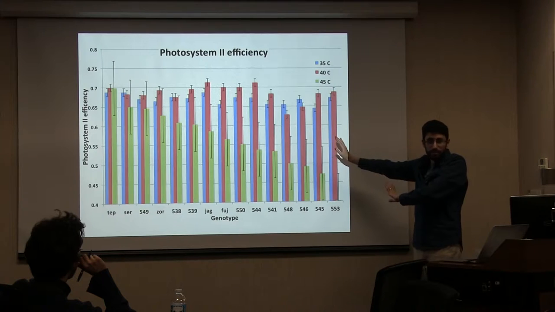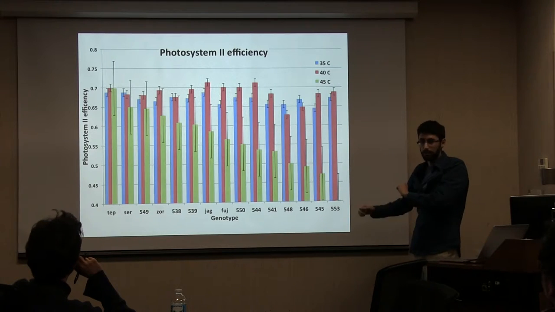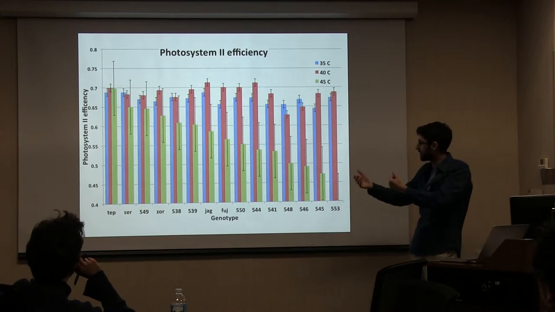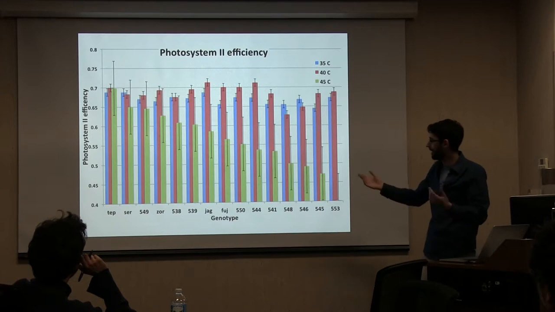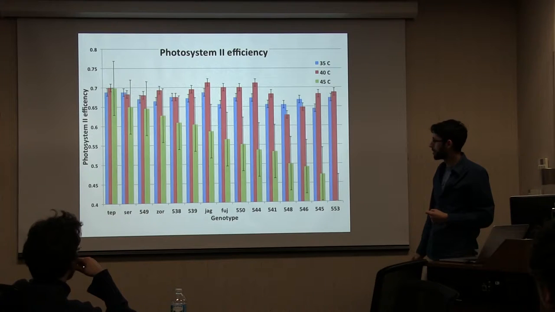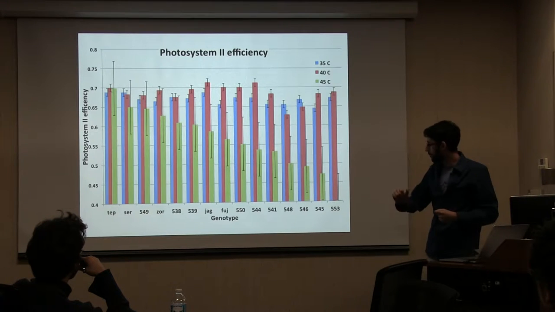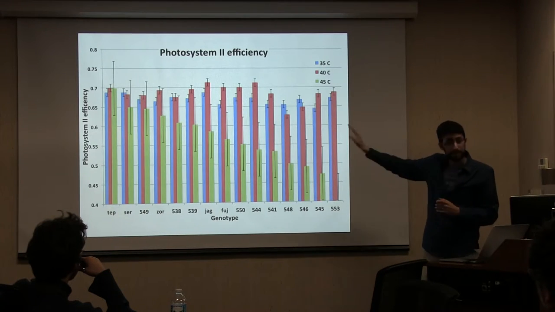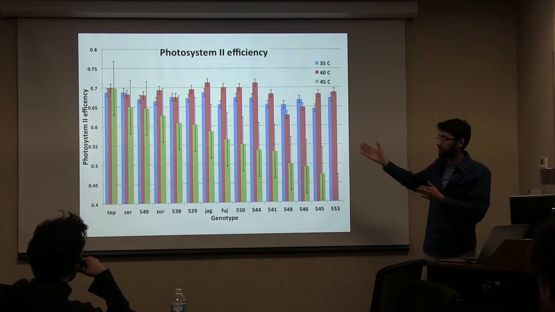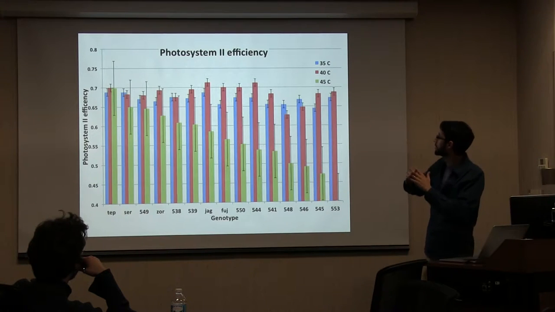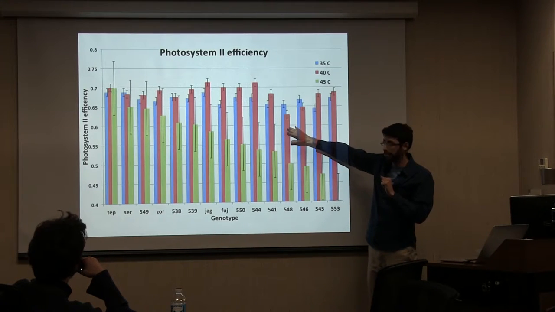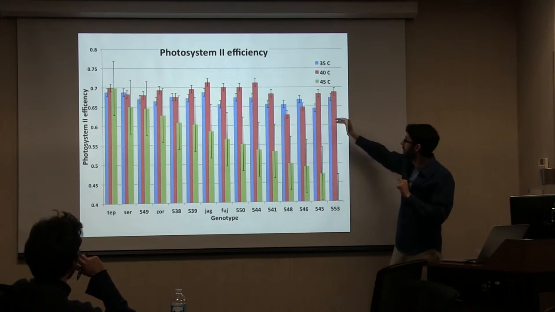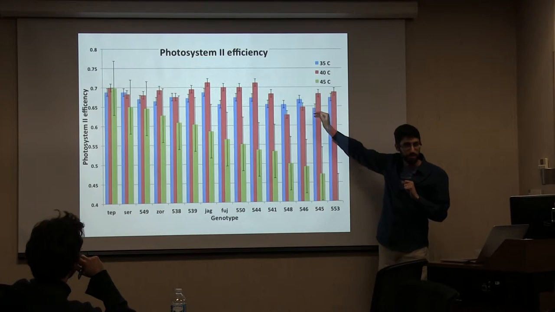Now we get into the measures we took using the PhotosynQ platform, using the MultispeQ device. So here, again, is photosystem 2 efficiency, as I'm sure was talked about in previous presentations. We see the same dynamic we saw with gas exchange, and so we start to see a pretty good correlation here. At 35 degrees Celsius and 40 degrees Celsius, for all of our genotypes, fairly stable photosystem 2 efficiencies.